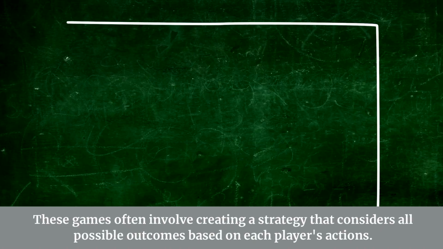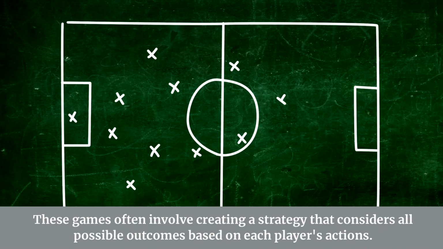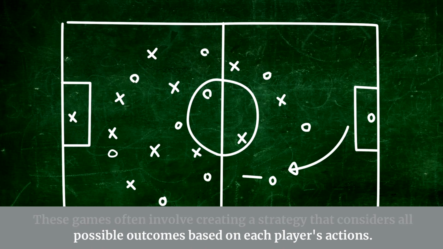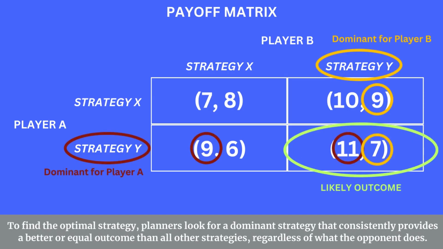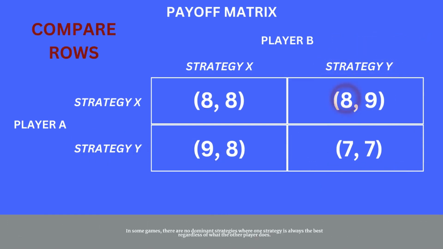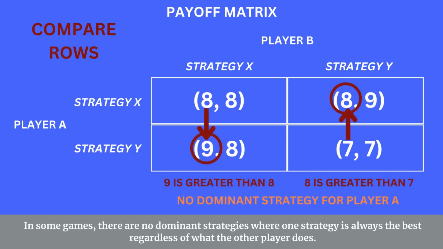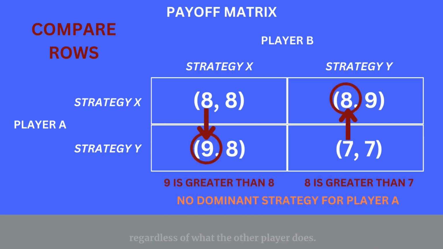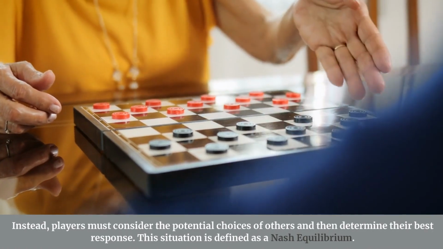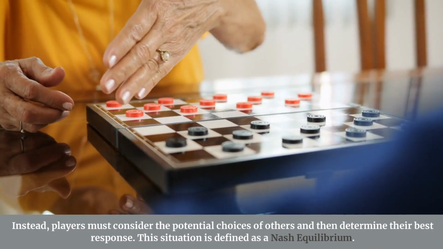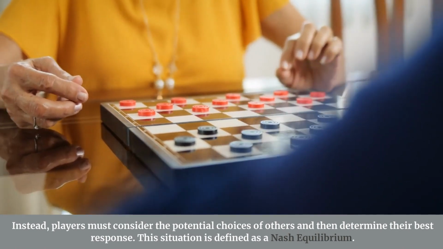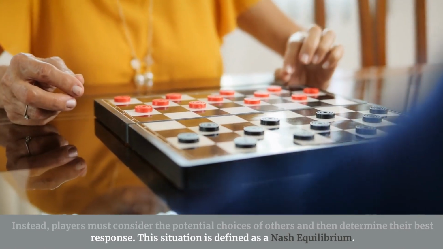These games often involve creating a strategy that considers all possible outcomes based on each player's actions. To find the optimal strategy, planners look for a dominant strategy that consistently provides a better or equal outcome than all other strategies, regardless of what the opponent does. In some games, there are no dominant strategies where one strategy is always the best regardless of what the other player does. Instead, players must consider the potential choices of others and then determine their best response. This situation is defined as a Nash equilibrium.